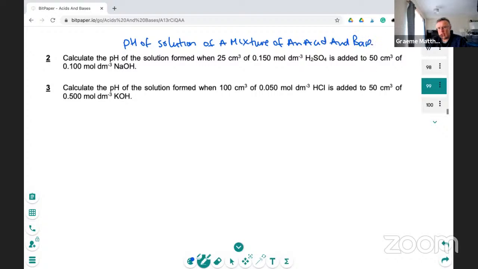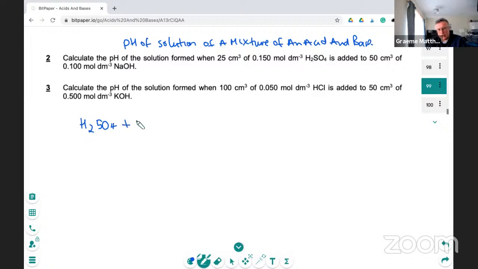Okay, strong acid, strong base. All right, so here we are then. Calculate the pH of the solution when 25 cubic centimeters of sulfuric acid, H2SO4, is added to sodium hydroxide.